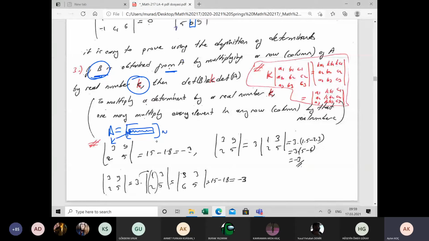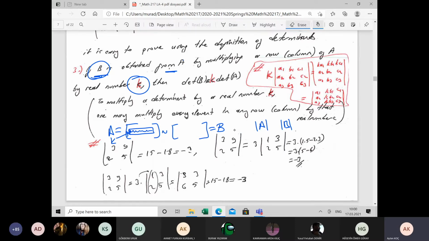So the question here: what is the relation between the determinant of A and the determinant of B? If B can be obtained from A by multiplying one row by K, then what is the relation between the determinants of A and B? We claim the following.